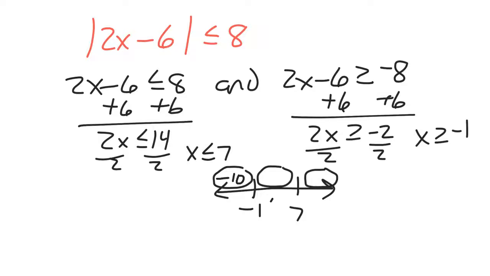Pick a number that's between negative 1 and 7. Definitely want to do math with 0. It's easy math. And pick a number that's greater than 7, and I'm going to say positive 10. Now let's talk our way out of each one of these.